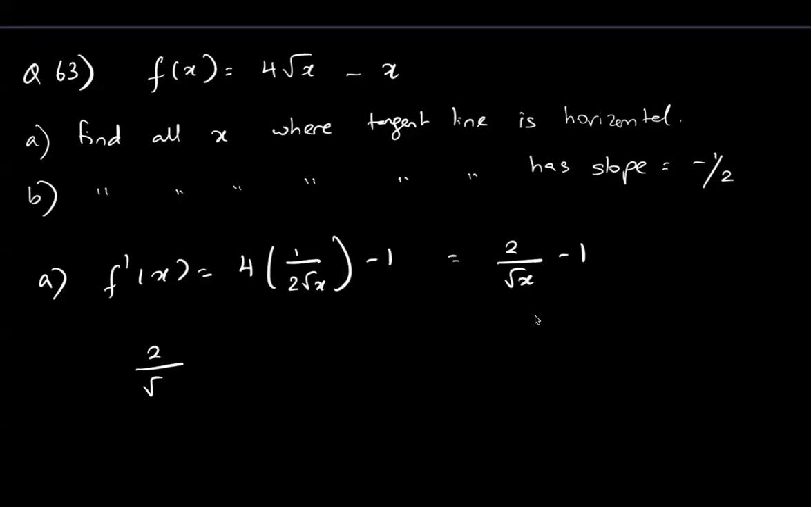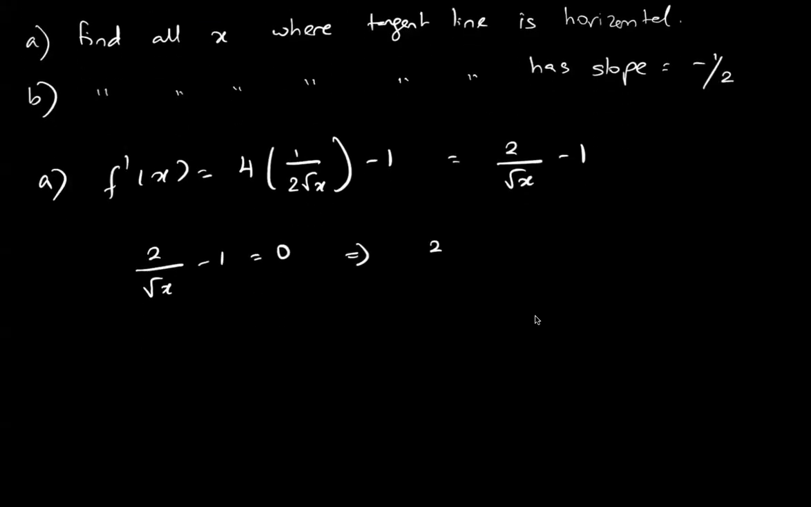So I set this equal to 0, okay? Which means that 2 over root x is equal to 1, right? Which means root x is equal to 2, x is equal to 4. So x is equal to 4 is my solution. So that is the answer to part A.